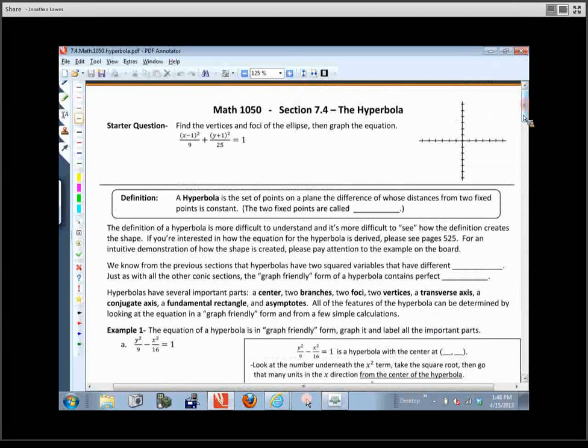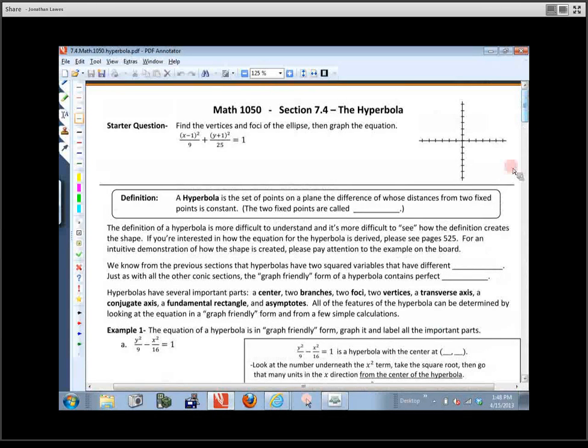Okay, so if you did your homework, this should be pretty easy. Where's the center? 1, -1. Again, make sure you find the x before you figure out where the h is. So we're at 1, -1, so we're right there. Underneath the x is a 9, so how far do we go in the x direction? 3 units over here and 3 units over here.